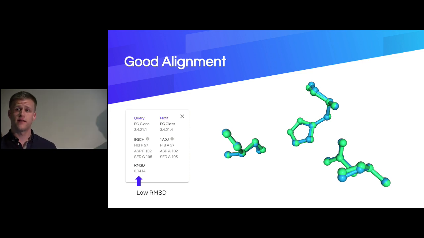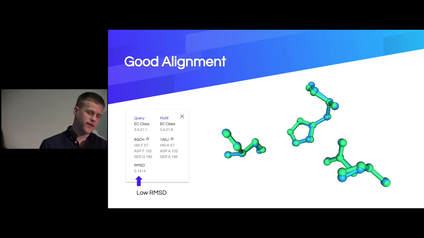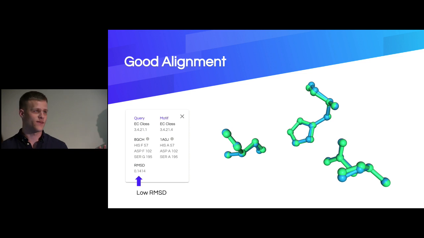Another metric we can use to determine that this is a good alignment is looking at the bottom left. It says RMSD. That's just a distance metric. It's root mean squared deviation, and all it means is how close are all the atoms on average. So this is 0.14. That doesn't mean anything yet. We'll go to the next one.